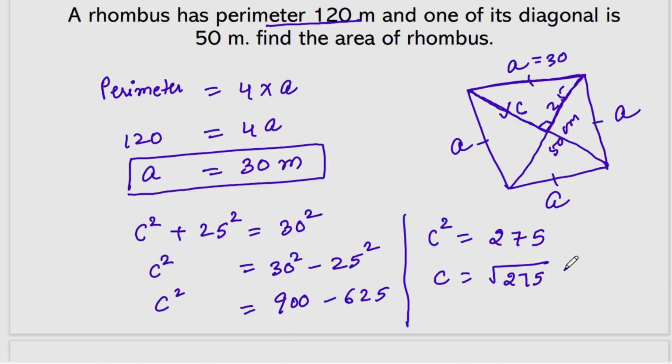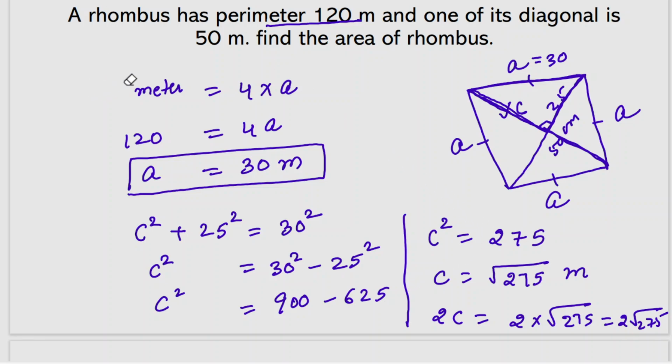The unit is meter, so let us take it as meter. Now, what is the length of the full diagonal? Half of the diagonal is C, and since diagonals of a rhombus bisect each other, this value will also be C. So the complete value of this diagonal will be 2C. So 2C will be equal to 2 into root 275. So it is 2 root 275. Okay. Now, we have been asked to find the area of the rhombus.